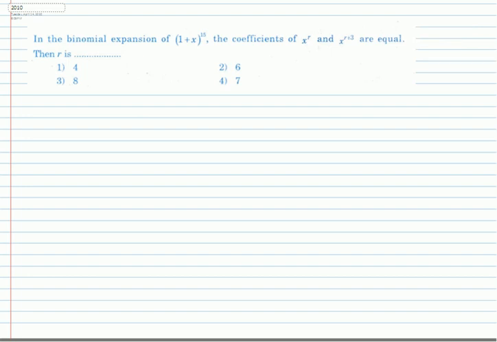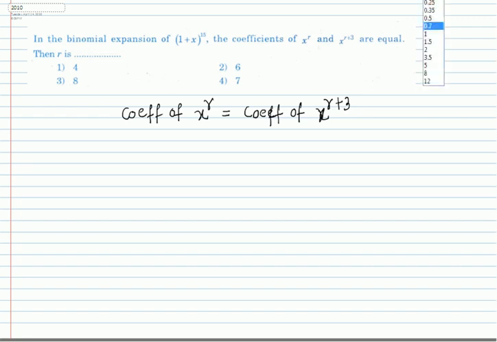In the binomial expansion of (1 plus x) to the power 15, the coefficients of x raised to r and x raised to r plus 3 are equal. So we all know that for any given binomial expansion, if the coefficient of x raised to r is equal to the coefficient of x raised to r plus 3, then their respective binomial coefficients are equal.